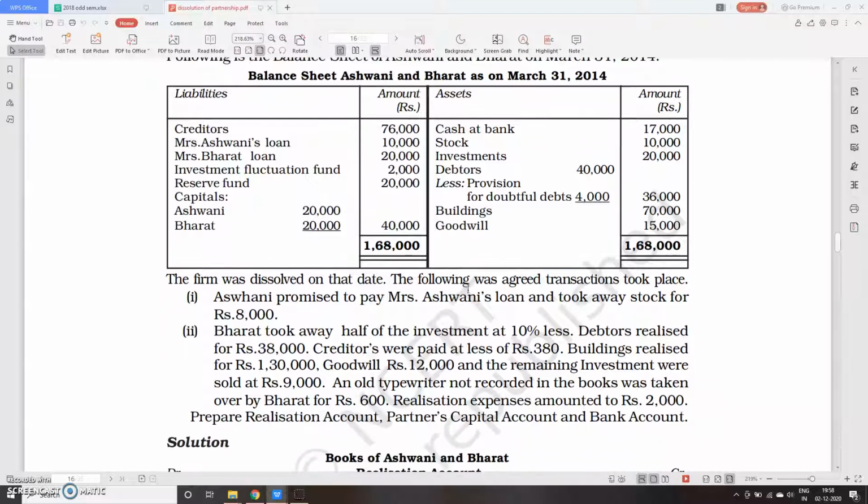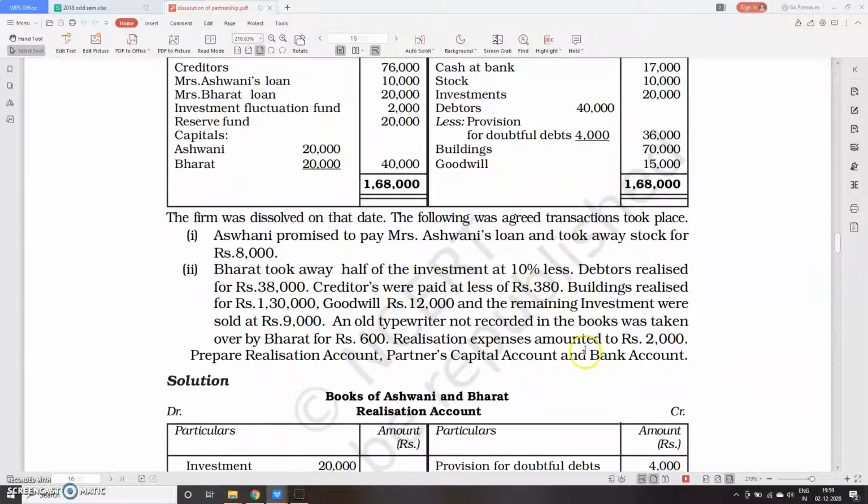Then we have that the firm was dissolved on that date. The following was agreed. Transactions took place. Ashwani promised to pay Mrs. Ashwani's loan and took away stock for 8,000. Bharat took away half of the investment at 10% less. Debtors realized for rupees 38,000. Creditors were paid. There is nothing much, so let's start doing.